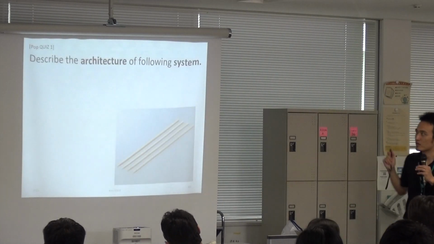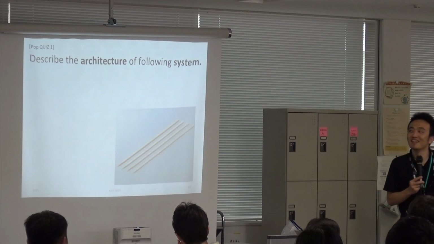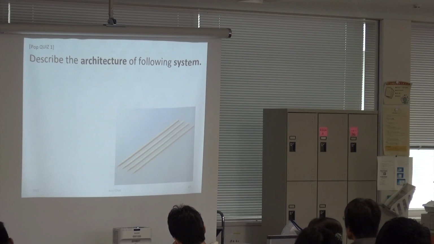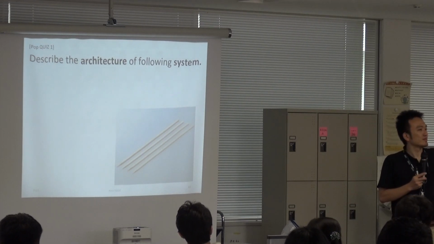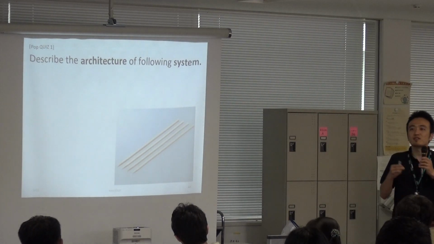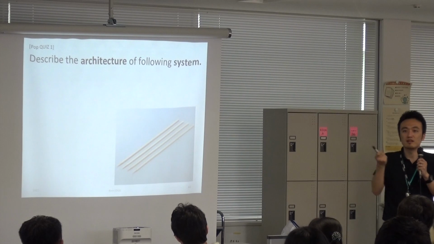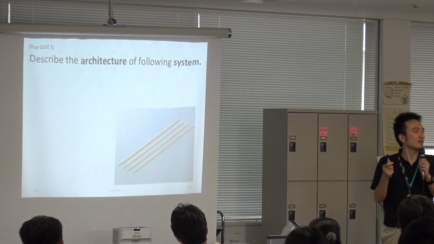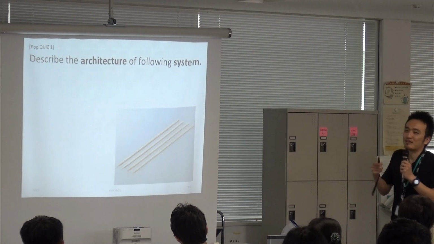All right, good. So, pop quiz. See, I told you I have a lot. Describe the architecture of the following system. This is a bamboo skewer. It's a stick, just like you use in a Japanese barbecue or yakitori, the barbecued chicken, or is it chicken? Tori, maybe chicken. I don't know, some bird.